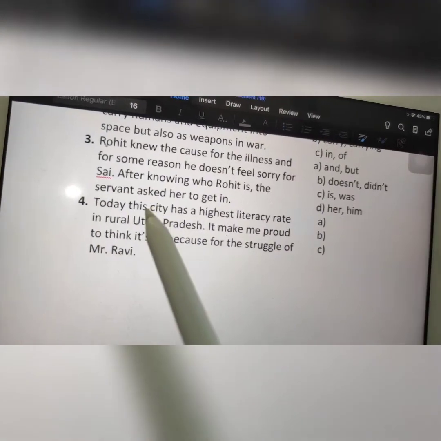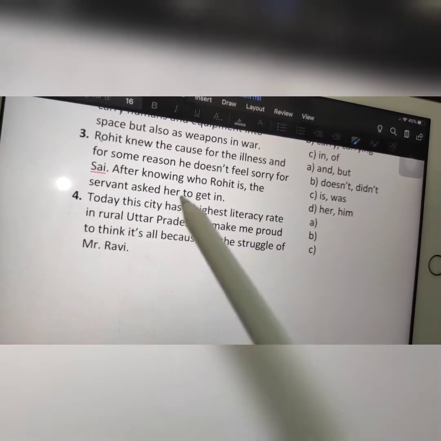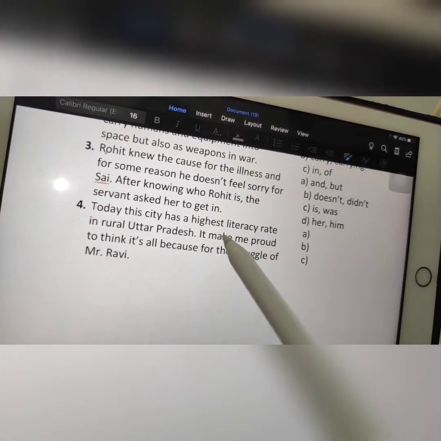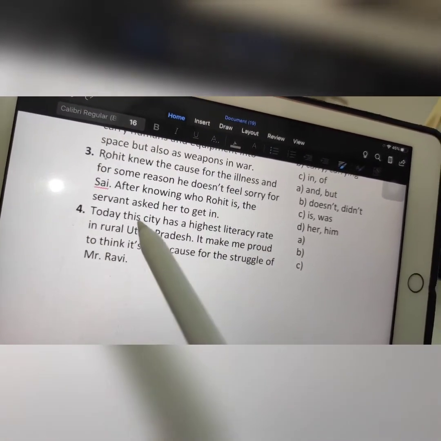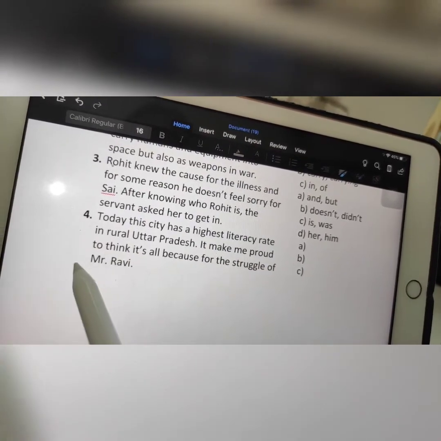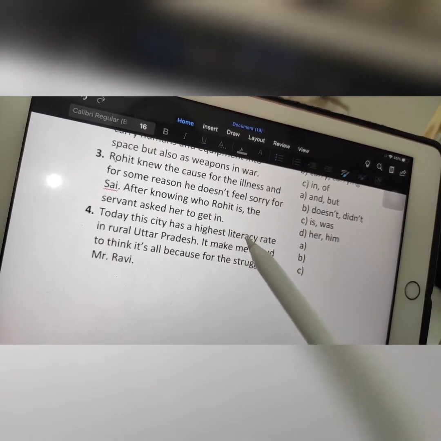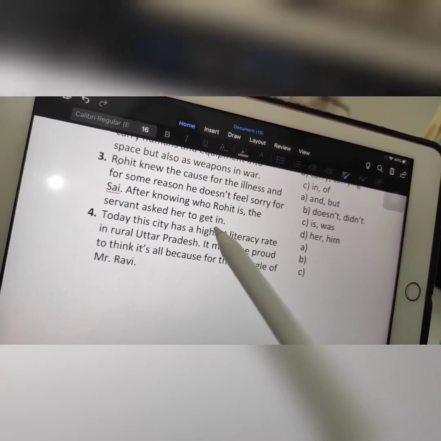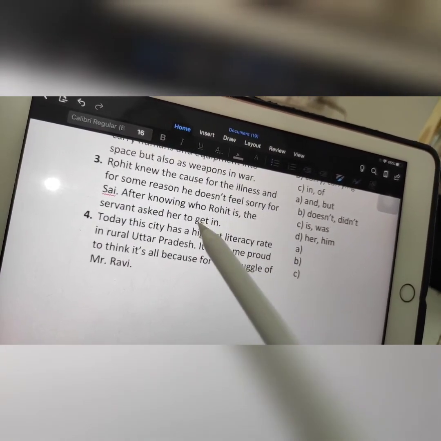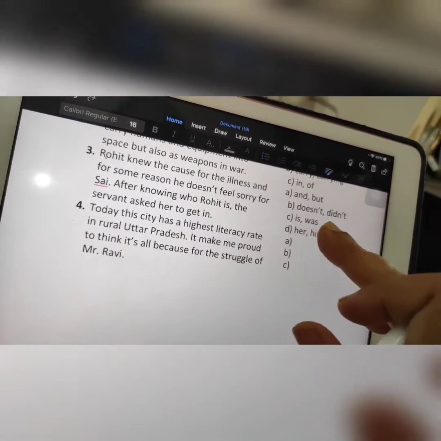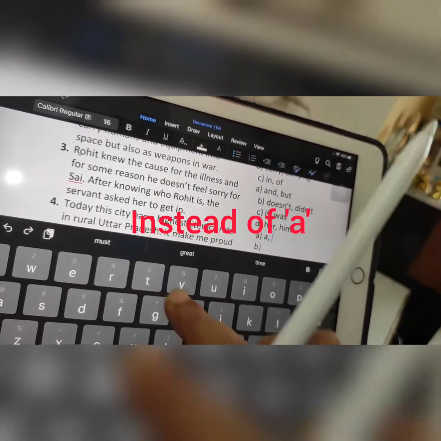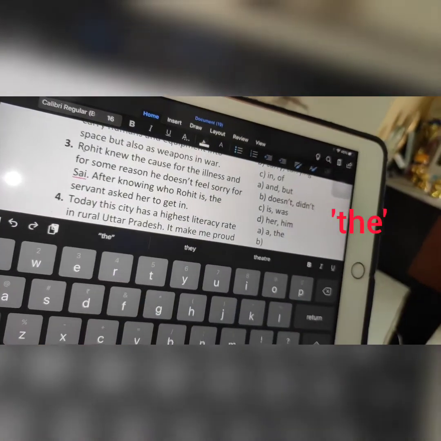Let us do the last passage. Today this city has a highest literacy rate in rural Uttar Pradesh. It makes me proud to think it's all because for the struggle of Mr. Ravi. Today this city has a highest literacy rate. With the word highest, this is in superlative degree. We cannot use a. We have to write down the article the. So the first error is a and the correct word is the.